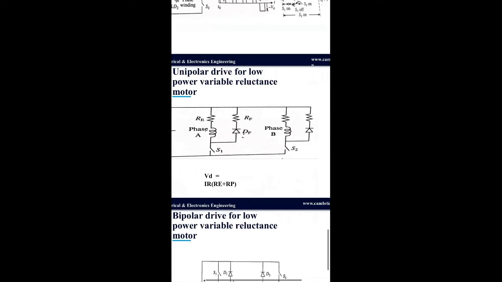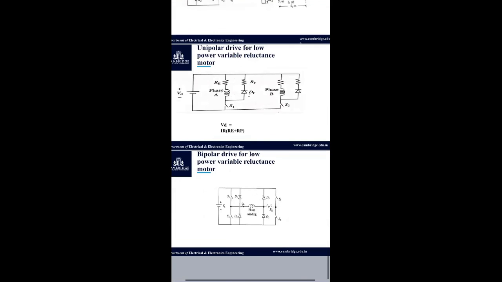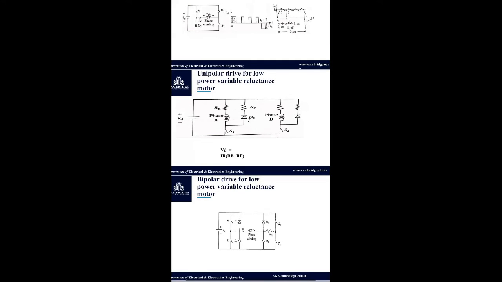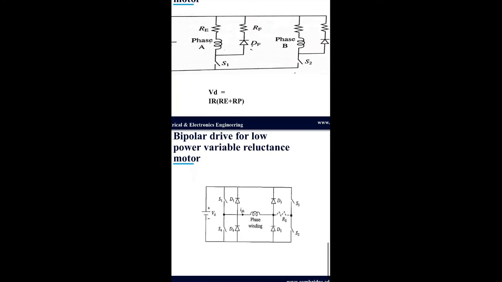The last one is a bipolar variable reluctance drive. A simple bipolar variable reluctance drive is as shown in the figure here. Each phase will employ a similar circuit. The phase winding carries a positive current when semiconductor switches S1 and S2 conduct, and it carries a negative current when S3 and S4 conduct.